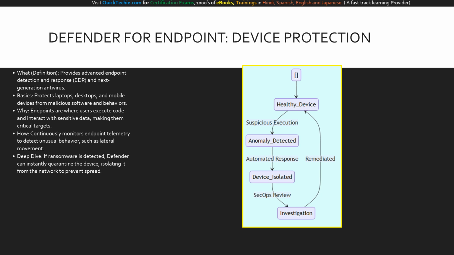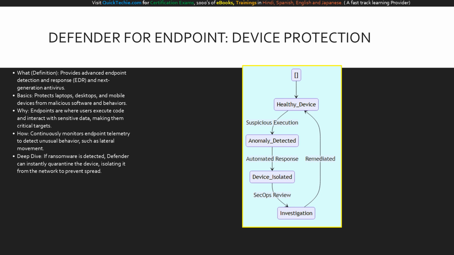Now, let's look at the deep dive. Imagine a scenario where a user accidentally executes a ransomware payload. Defender for Endpoint detects the malicious encryption behavior instantly. Within milliseconds, it can automatically quarantine that device, completely cutting its network access to ensure the ransomware cannot spread to your corporate servers.